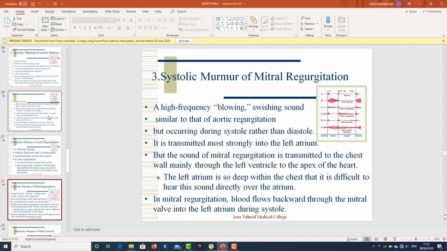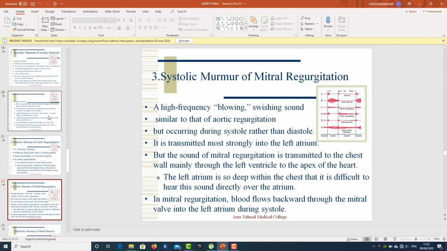Now let's talk about the systolic murmur of mitral regurgitation. It is a high frequency blowing, swishing sound similar to that of aortic regurgitation, but it is occurring during systole rather than the diastole. It is transmitted most strongly into the left atrium, but the sound of mitral regurgitation is transmitted to the chest wall mainly through the left ventricle to the apex of the heart.